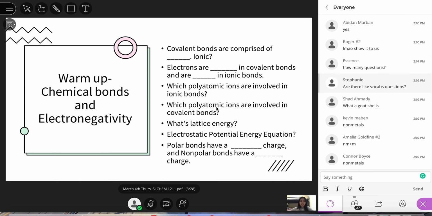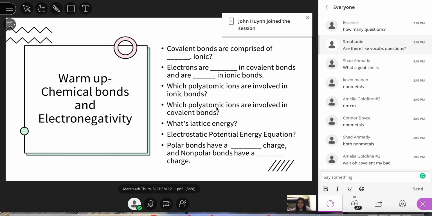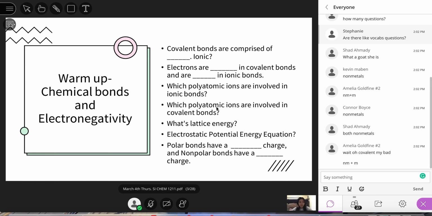Does anyone have any other answers just on nonmetals? Okay. Nonmetals. For covalent, just remember it's only nonmetals. So if they ask you which is a covalent bond, it's nonmetals. Ionic is what then? Because if that's not it, then what's ionic? And covalent's only nonmetals. Do we all agree with that?